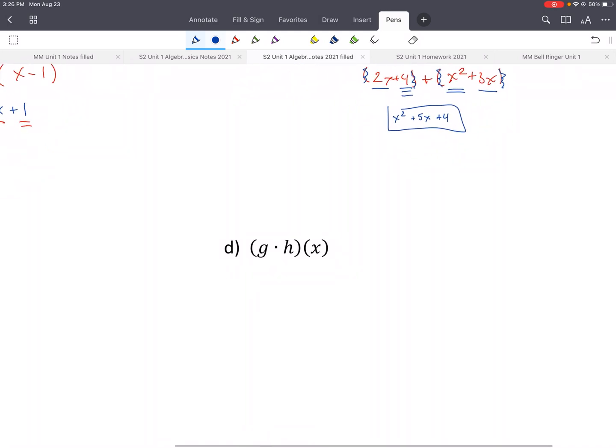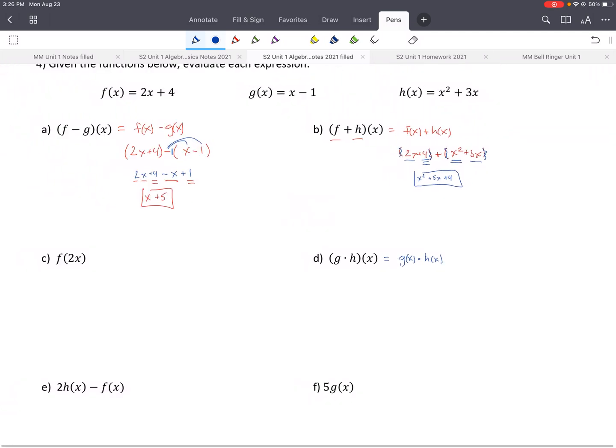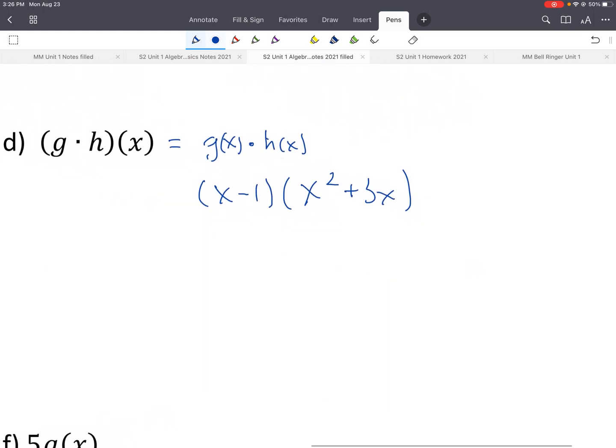And then here is a multiplication. So we're doing g times h of x, which again is the same as g of x times h of x. So what is g of x? Well, that is x minus 1. And h of x is x squared plus 3x. All right, and again, if you forgot how to do this, you can go back to our previous video where we did this, but we just need to distribute.